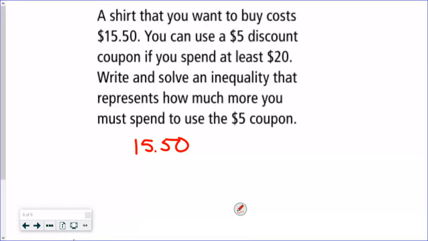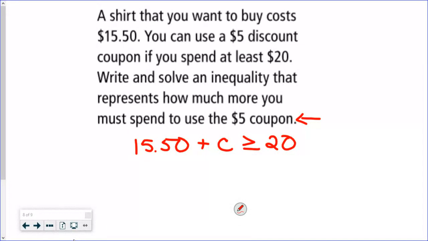It says write and solve an inequality that represents how much more you need to spend to use the $5 coupon. So you need to spend at least $20. This $5 coupon is actually not part of it at all. It's just saying we have to get to $20. So the shirt plus an additional cost, I don't know, has to be at least that or more of $20. If you get to 20, it works. If you get to $19.99, it doesn't.